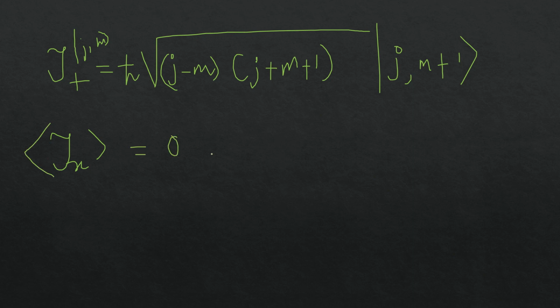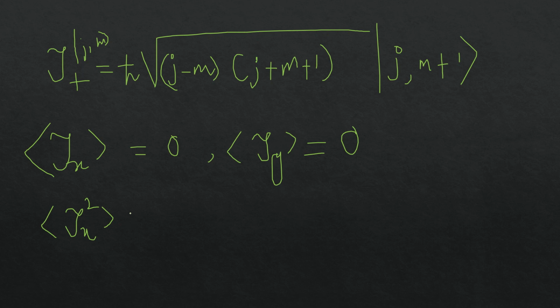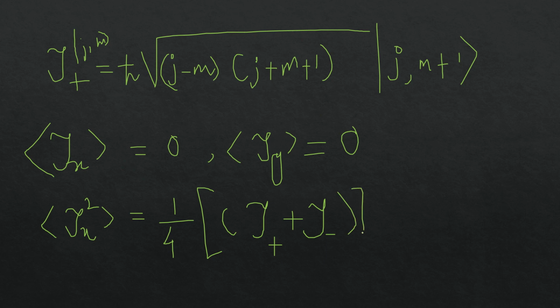The same can be done for the expectation value of Jy, which will also be equal to 0. Now for Jx² and Jy², we have to calculate Jx² and Jy². Jx² will be just the square of it: 1/4 (J+ + J−) whole square.